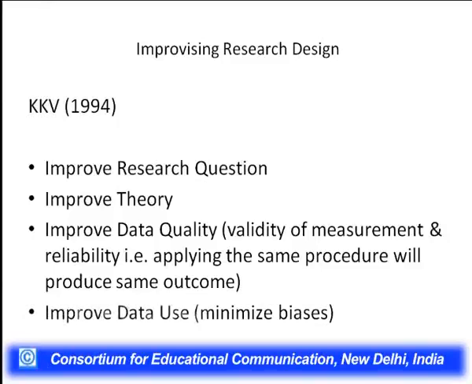These scholars tell you that these are the ways you can actually improve your research design. One is to improve the research question. Second is to improve theory. Third is to improve data quality, in terms of validity of measurement and reliability, that is, applying the same procedure will produce the same outcome. I'll come to validity and reliability, what the difference between these two concepts is. And finally, improve the data use.